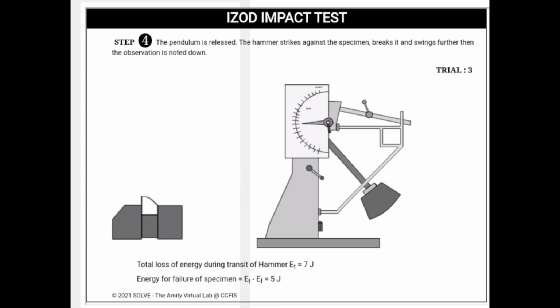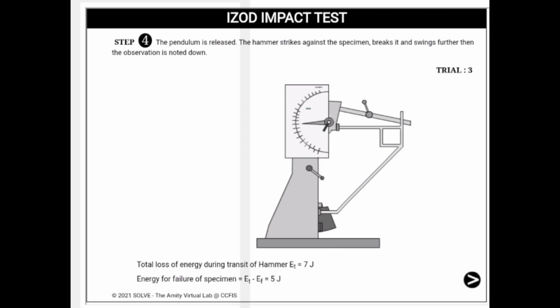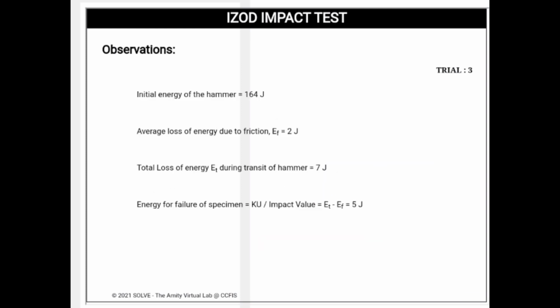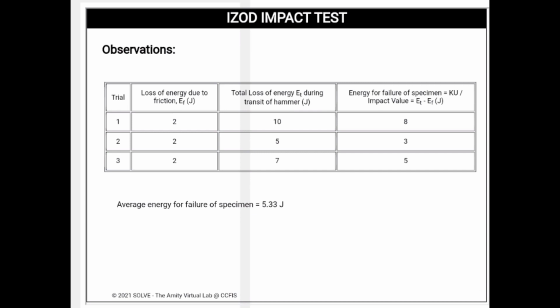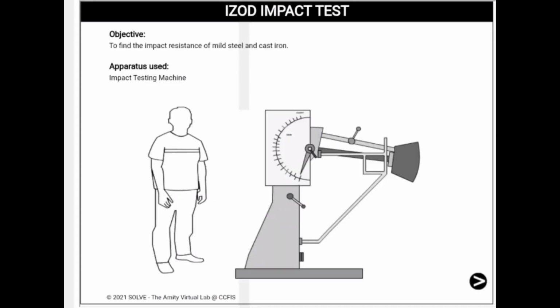So the total loss of energy of this is 7 and the energy of failure is 5 joule. And these are the observations. The average energy for failure of the specimen is 5.33 joule. These are the loss of energy, total loss of energy, and energy for failure of the specimen. So we are going to do the second one, which is mild steel.